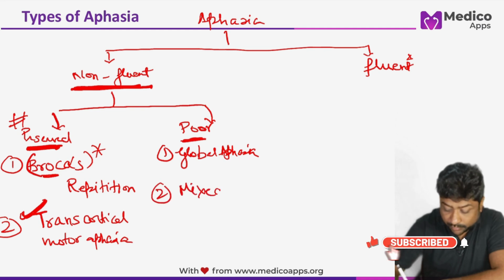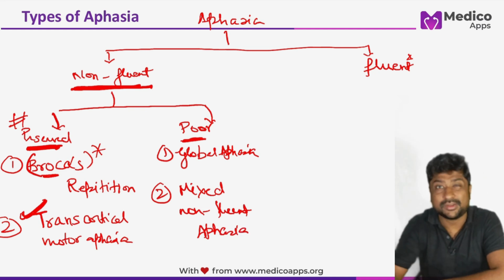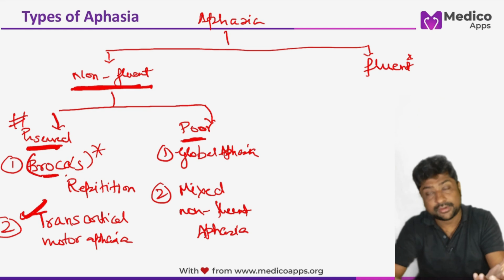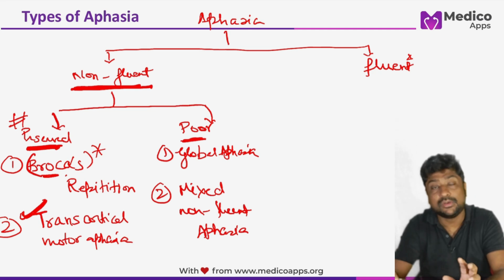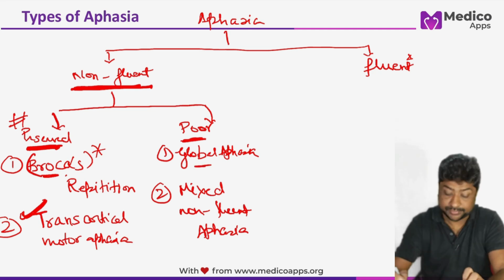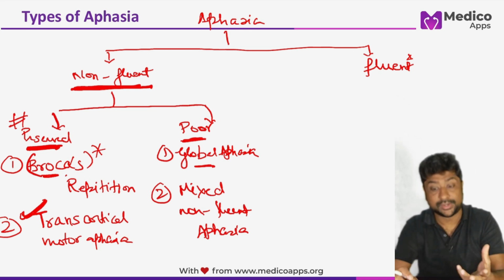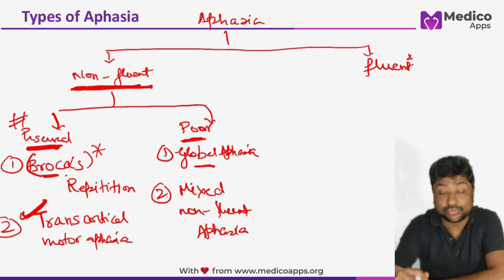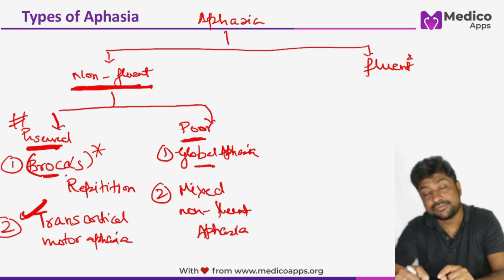Another condition is called mixed non-fluent aphasia. You can consider mixed non-fluent aphasia as something between Broca's and global aphasia. He's not able to speak properly, but he's able to understand something. The understanding is not completely lost as in the case of global aphasia. He's able to understand some points, but his speech is not very fluent. So these are the four different types of non-fluent aphasias.